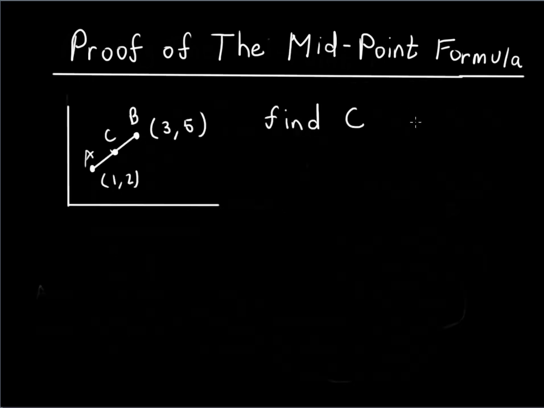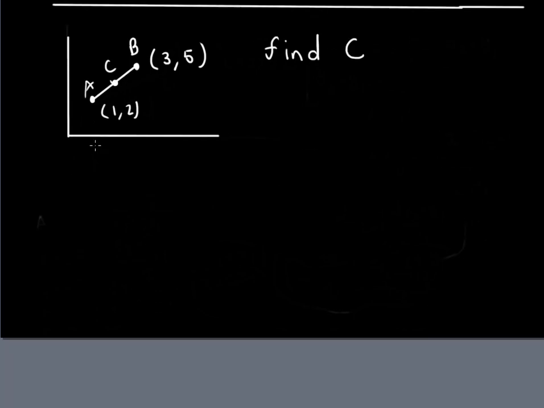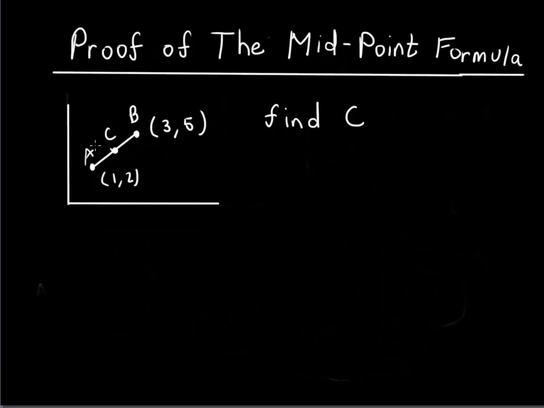Go ahead and pause the video and find what C is, where C is the midpoint of A and B, and A is 1, 2, and B is 3, 5. Pause the video and try and solve this, and I'll go over the answer in a few seconds.